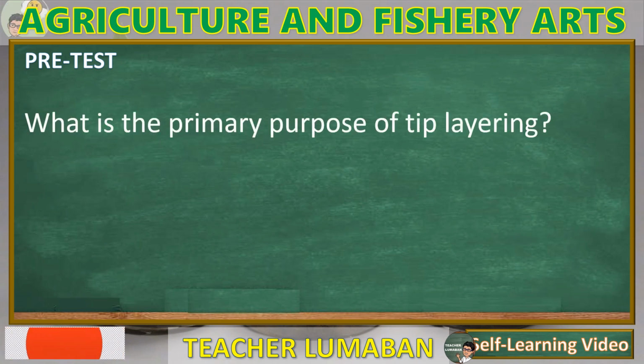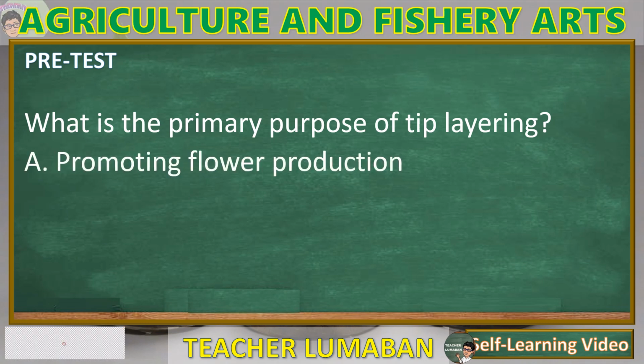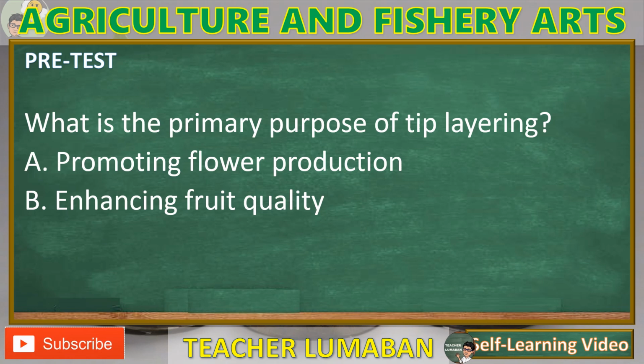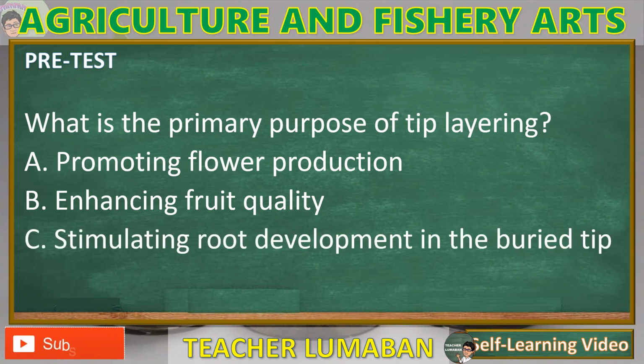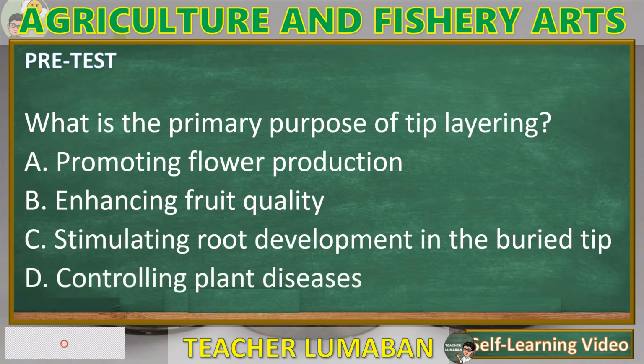What is the primary purpose of tip layering? A. Promoting flower production. B. Enhancing fruit quality. C. Stimulating root development in the buried tip. D. Controlling plant diseases.